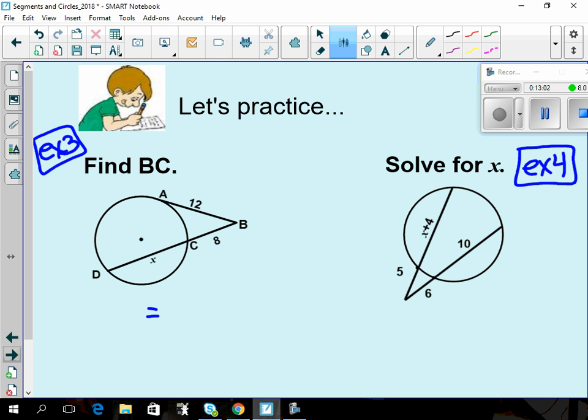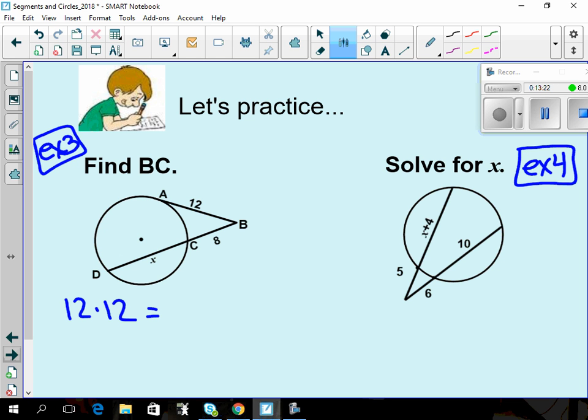Let's start with the 12. Is 12 an outside or a whole? A whole. It's both. So it's going to be 12 times 12. Are we okay with that?